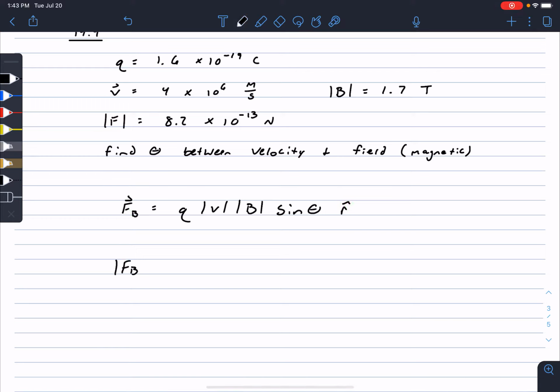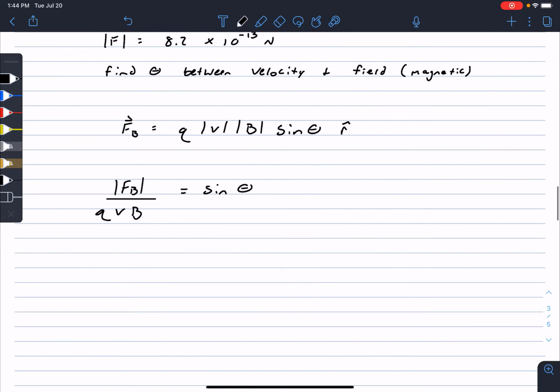We're told F_B, which is the magnetic force. We're told the charge, we're told the velocity, and we're told the magnitude of the B field. So now let's take these three things to the other side. F_B over QVB equals sine theta. And then we just take the arc sine, the sine inverse, of F_B over QVB.